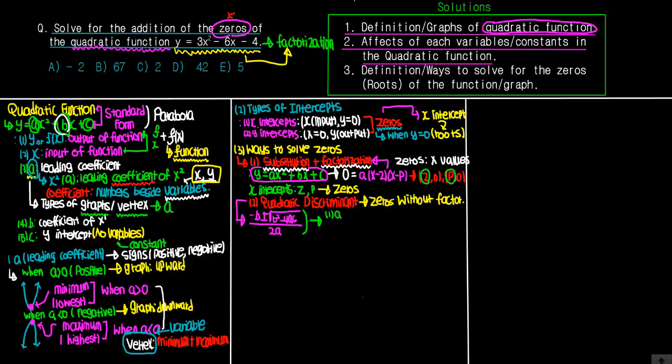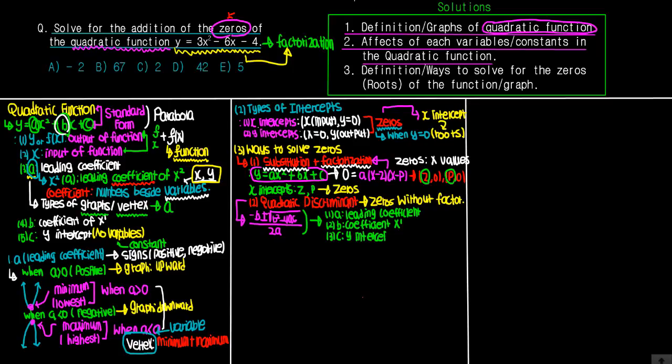Firstly, what is a? A is our leading coefficient. What is b? Well, b will be a coefficient, but the difference between the leading coefficient and this coefficient is that it is the coefficient of the x to the first power term. Lastly, what is c? C is the y-intercept.